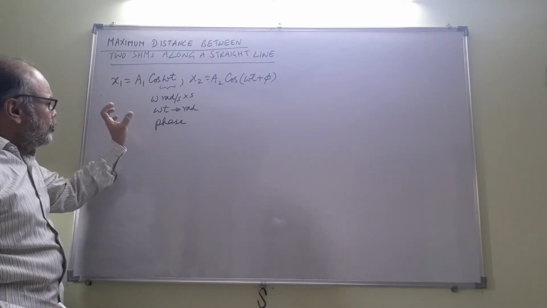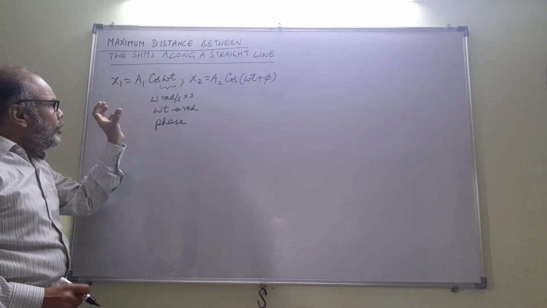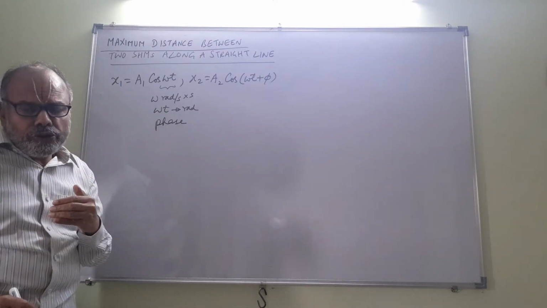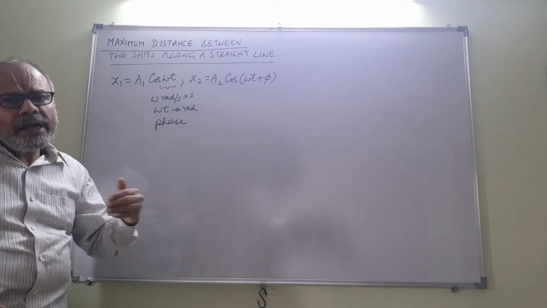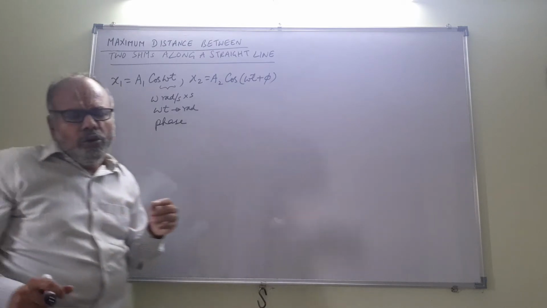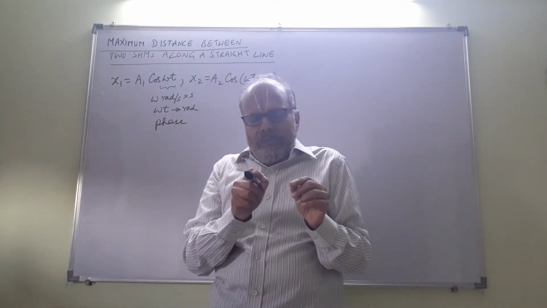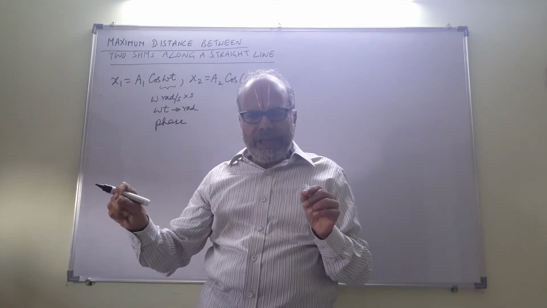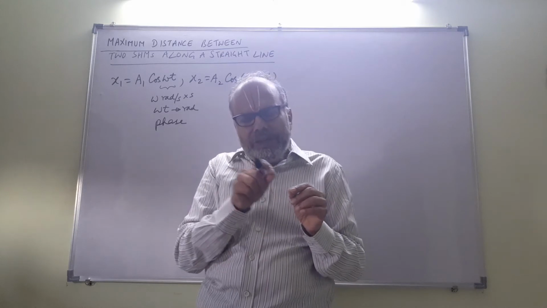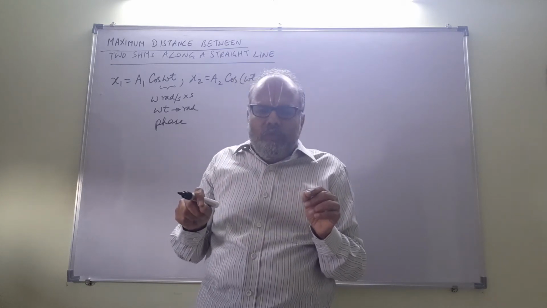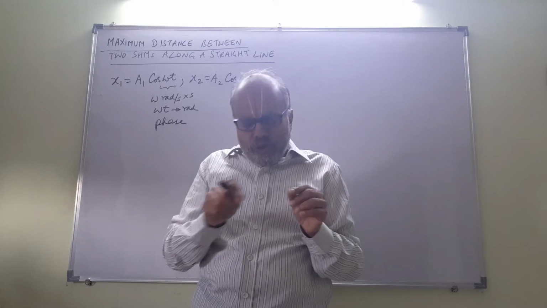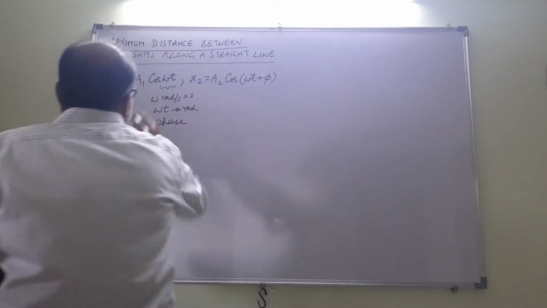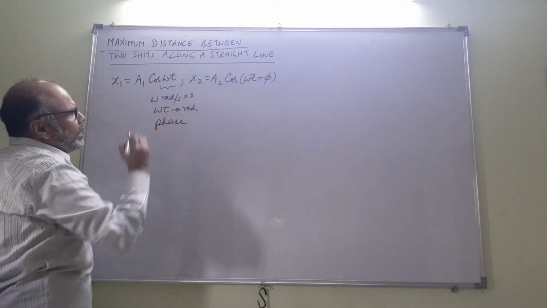So one single oscillation constitutes a phase of 2 pi radians. From one extreme to the other extreme it will be pi radians, that will be the phase. From one extreme to the mean position would be pi by 2 radians. So one complete oscillation is 2 pi radians. That is how we understand phase.